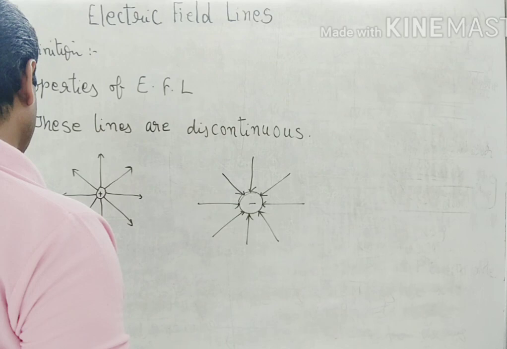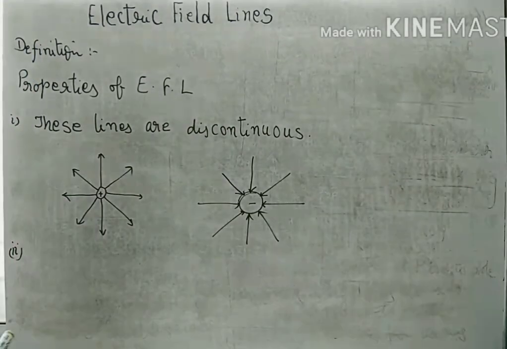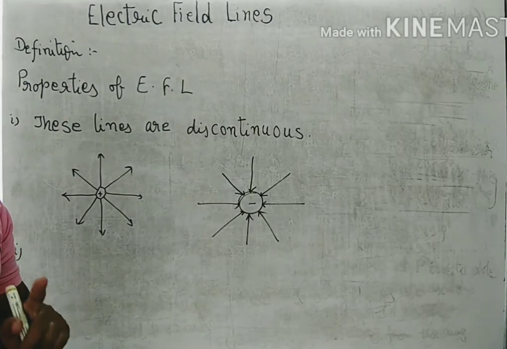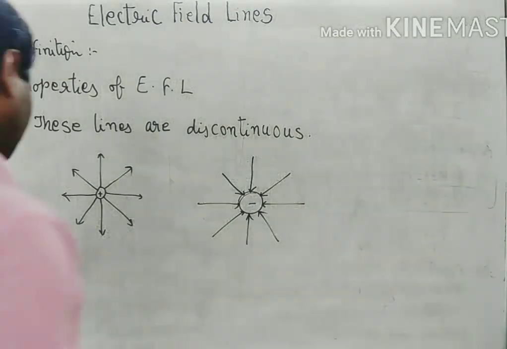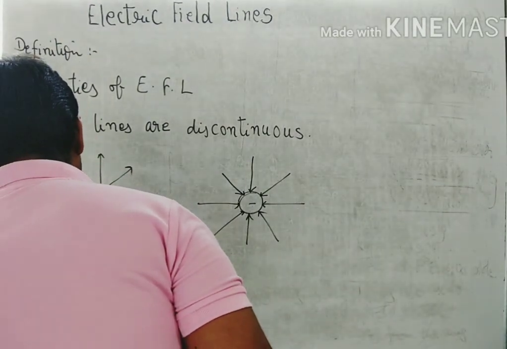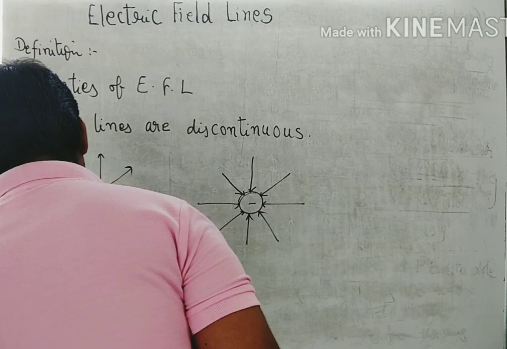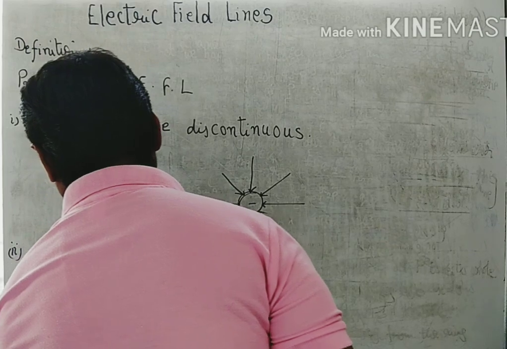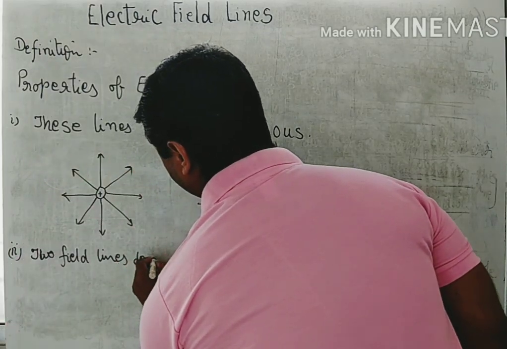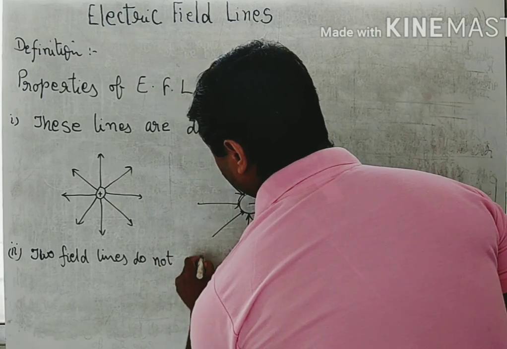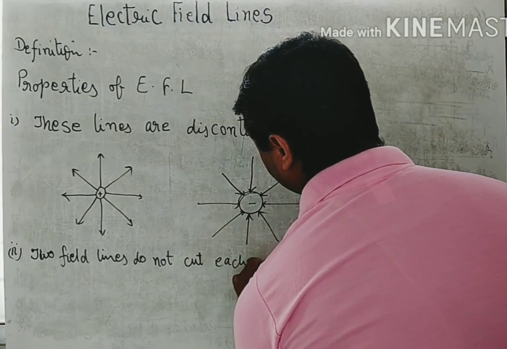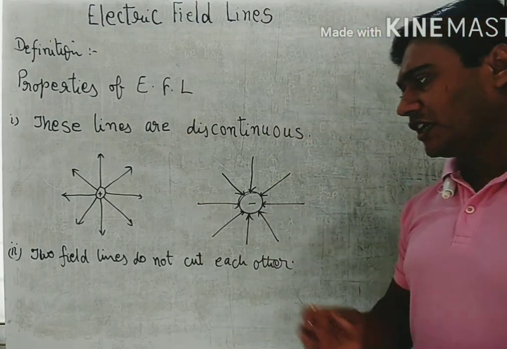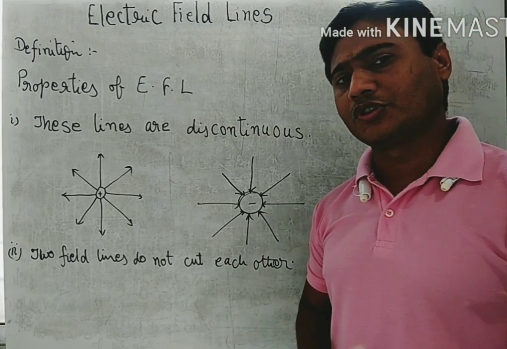Now for the second property, what can we say? These lines never cross each other. Two electric field lines will never cut each other at all. So here we can write: two field lines do not cut each other. What if we assume that two field lines cut each other at a certain point?